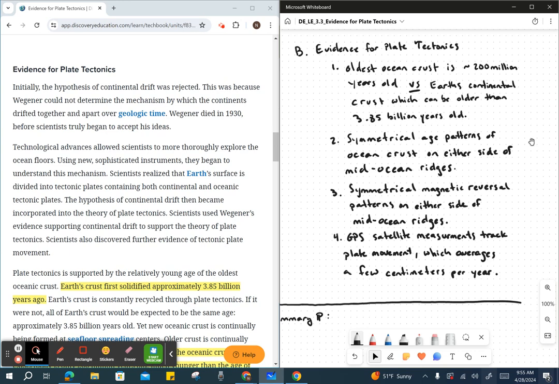And finally, let's move up to current day. We use GPS satellite measurements to track plate movement, which is showing an average of a few centimeters every year.